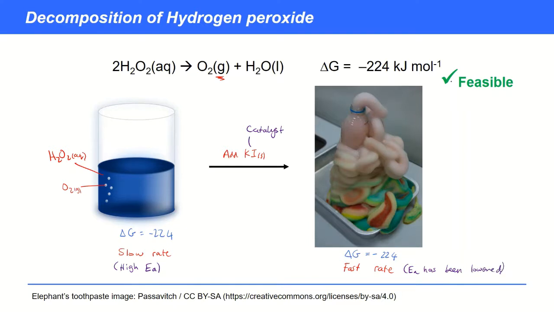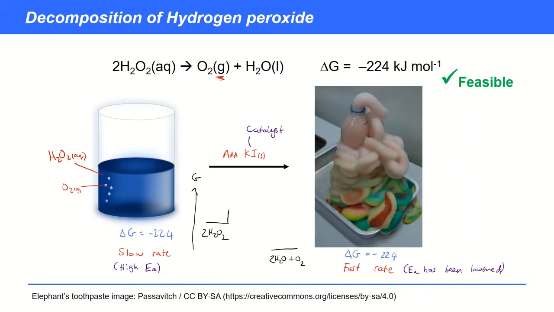It was always feasible. It was always the case that these products were more stable than this reactant. But because of the high activation energy, it was very, very hard for that reaction to actually take place at a reasonable rate. Remember, the activation energy is like the sort of hill that you have to climb over. So the reactants and the products, if we imagine that we're plotting the free energy G here, my reactants here, hydrogen peroxide, are higher in free energy than H2O and O2.